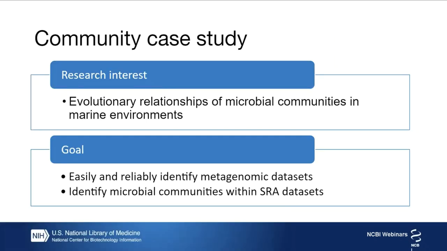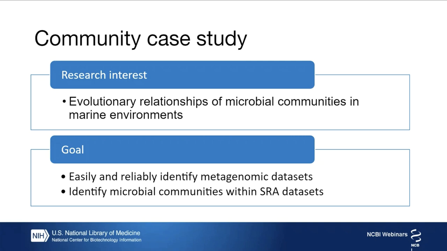The community use case that I wanted to highlight was from a researcher who was interested in the evolutionary relationship of microbial communities in marine environments. So they were looking at marine metagenomic data sets. What they really wanted to do was build an automatic pipeline to look through SRA data, and the pipeline would run in the cloud. They needed to be able to search for these data sets quickly and efficiently, and they wanted to be able to fine-tune their search parameters for these data sets very easily.